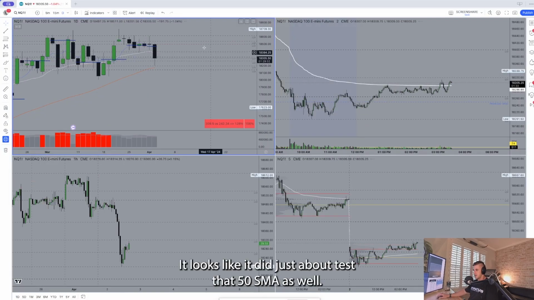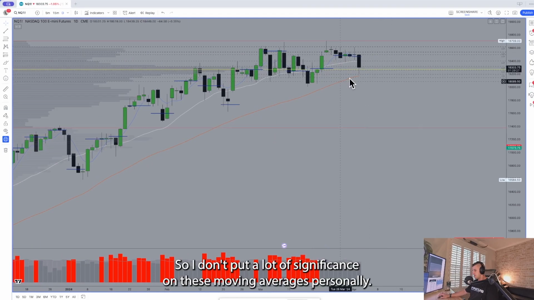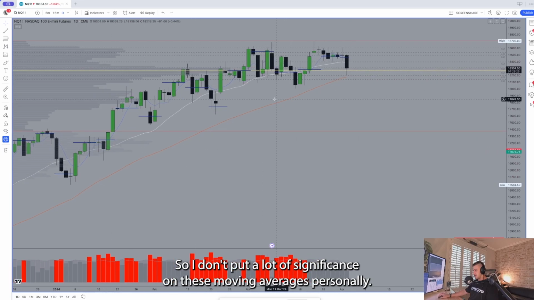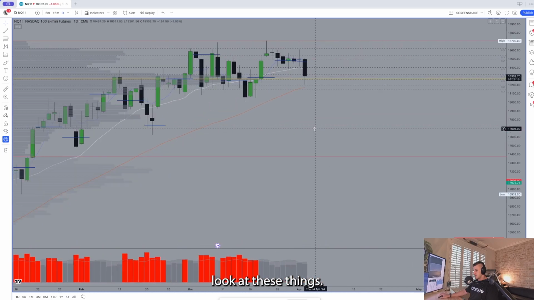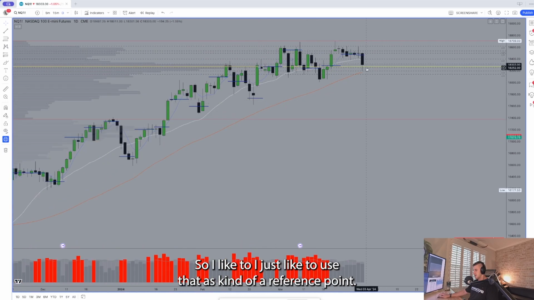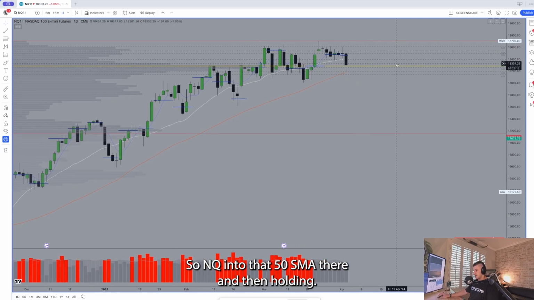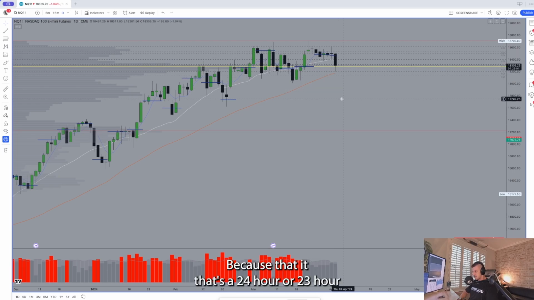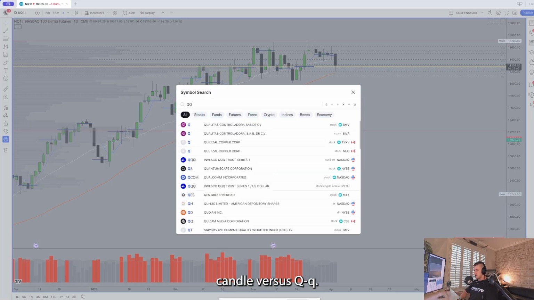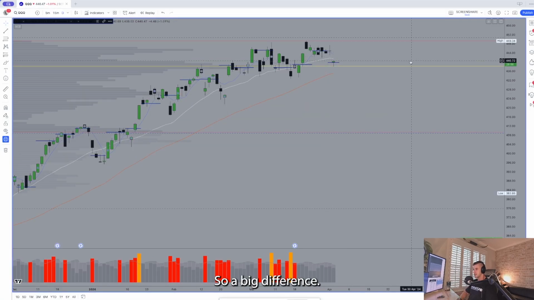Quick note on NQ, it looks like it did just about test that 50 MA as well. So I don't put a lot of significance on these moving averages personally, but I do keep them on the chart because I know many traders look at these things. So I just like to use that as kind of a reference point. So NQ into that 50 MA there and then holding. But again, look at the difference between that NQ daily bar, because that's a 24-hour or 23-hour candle versus QQQ. This is regular trading hours, so big difference.